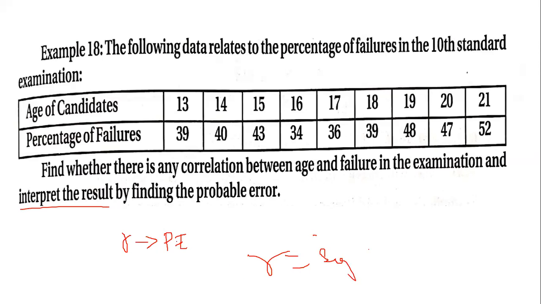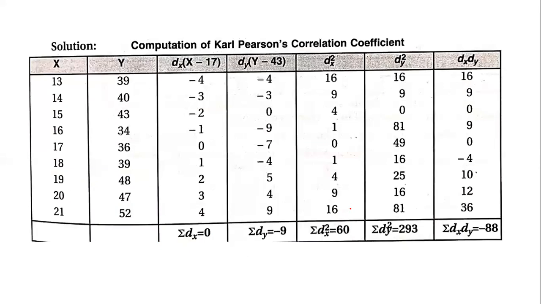Did you all understand the question? They have given us the full data of percentage of failures in 10th standard. We have to find out if there is any relationship between the age of the candidates and the percentage of failures. And once we find the correlation coefficient, then we should find the probable error and interpret the result. Okay, so let us start with the table calculation. Give the heading computation of Karl Pearson's correlation coefficient.